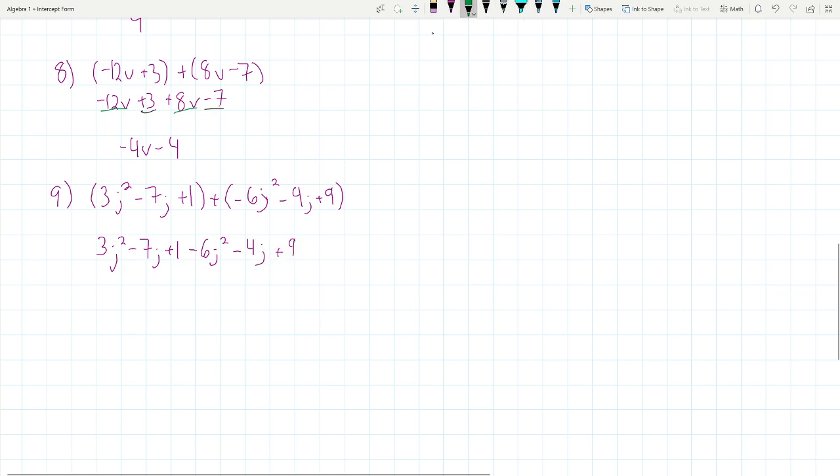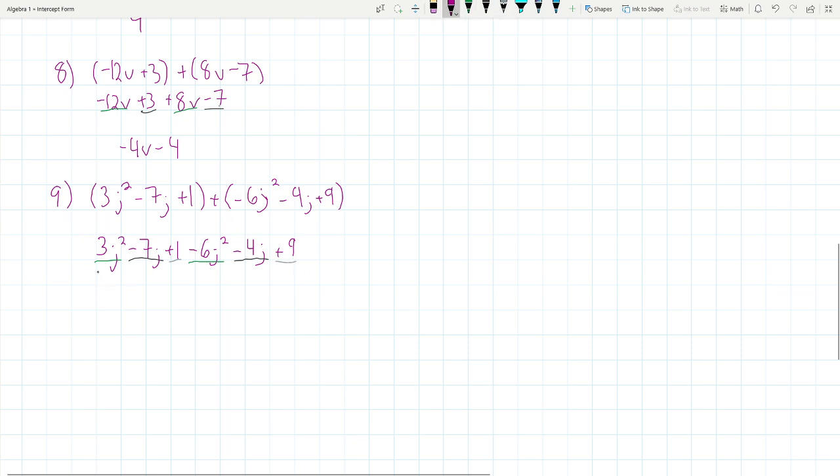All right, so I'm going to go through and find my like terms. By this time, hopefully you understand this idea that these j squareds and the j's are actually different terms. So this 3j squared can only combine with this negative 6j squared. And that's where I see a lot of people mess up, is they go, oh, I'm going to combine this 3j squared and this negative 7j. You can't do that. They have different powers, so that's the big indicator. And so I have this negative 7j and then negative 4j, and then I have 1 and I have 9.